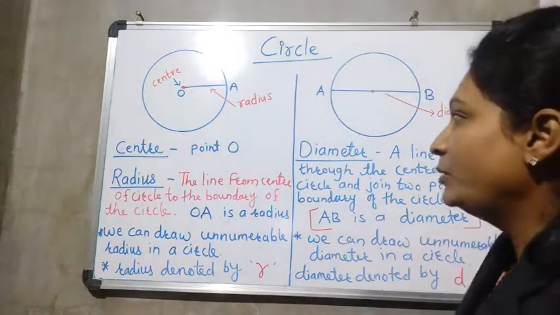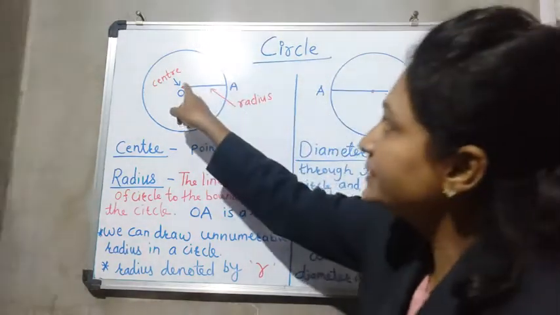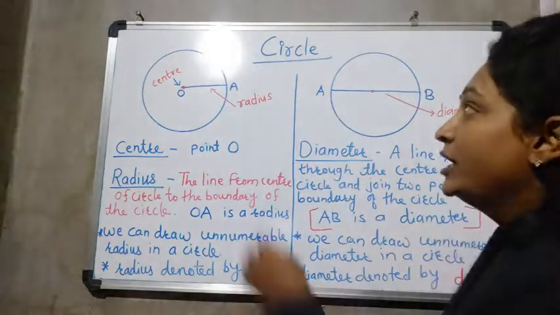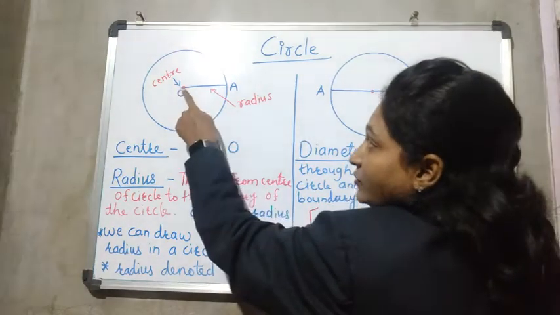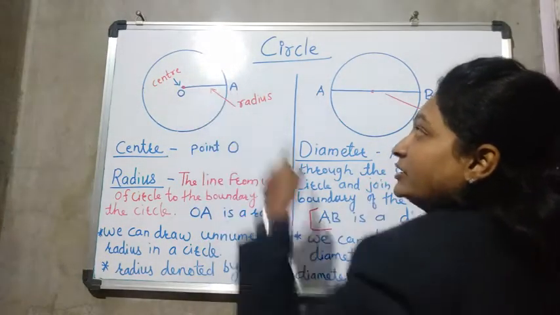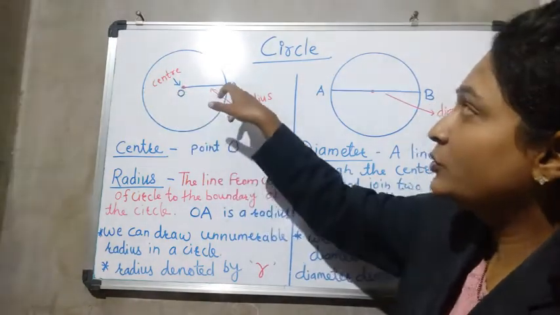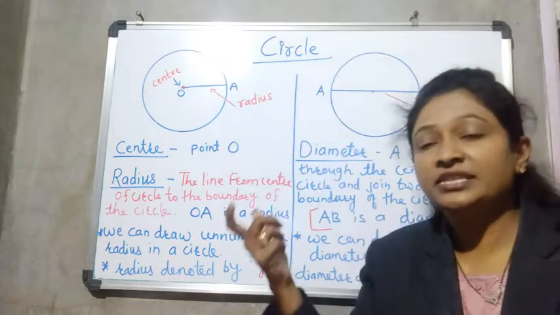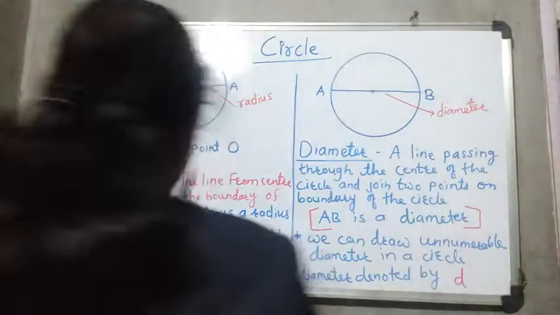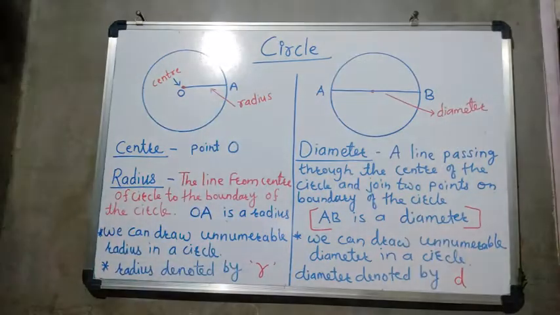Now our main topic is radius. Radius means what? See, a line which joins the center of the circle and a point on the boundary of the circle is called the radius of the circle. Radius means from the boundary to the center of the circle. Here I gave the name OA. OA is our radius.